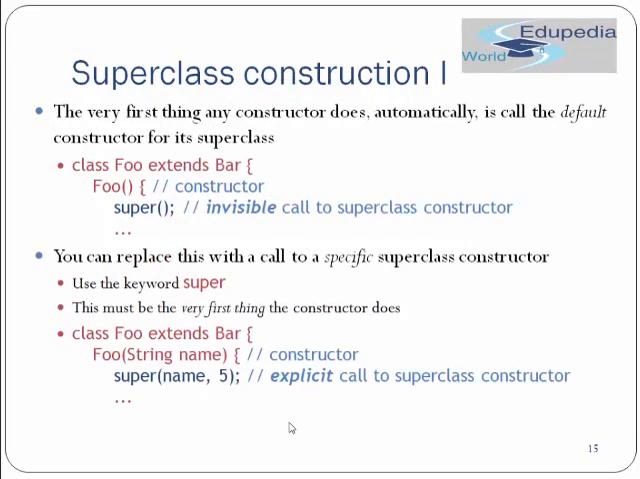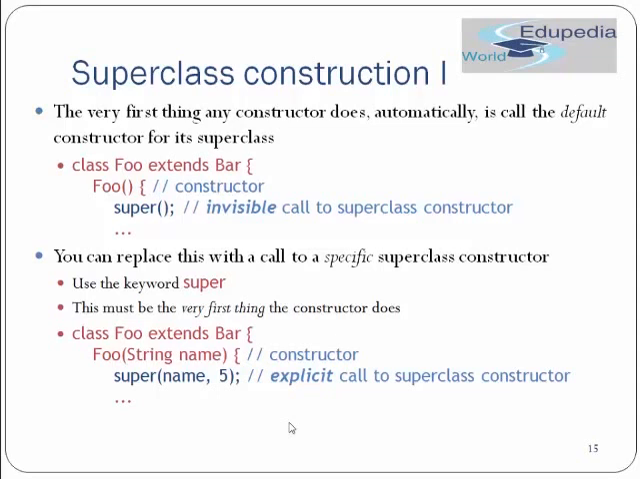Now let's study superclass construction. The very first thing any constructor does automatically is call the default constructor for its superclass. So there has to be a default constructor for the superclass. Let's say we have a class Foo which extends Bar, and then we have a constructor of Foo. There's a call to super, which will call the constructor of Bar, and this is an invisible call to the superclass constructor. Even if you are not writing super yourself, it will be implicitly present, and the constructor for Bar will be called.